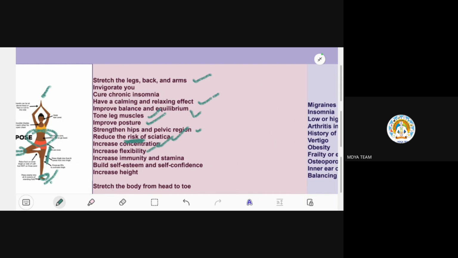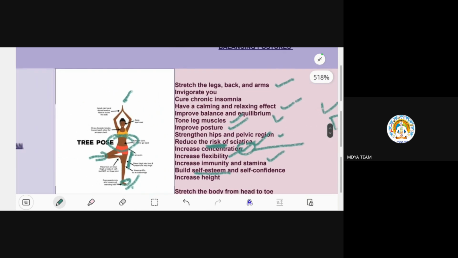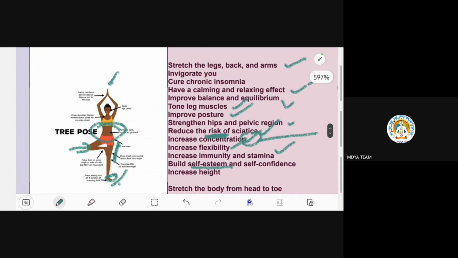Increasing concentration, flexibility. Concentration, I told you how to achieve. Increase immunity, stamina, build self-esteem. Those who have suffered in the past, for any reason, could be a love relationship, a failure in decision making, or a problem with others in relationships, maybe in the family or anything. Those emotions get stored either in the hip region, or in the region of your shoulder, and in the belly region.